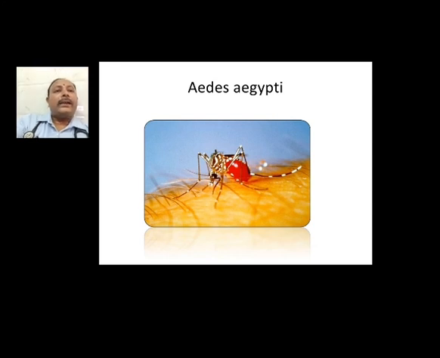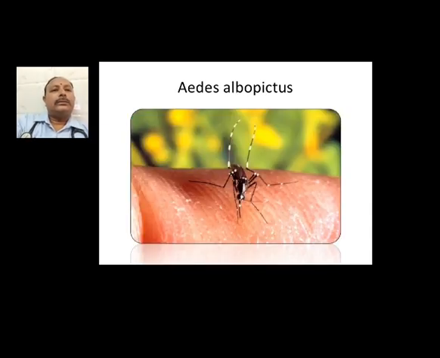Now this slide is showing the Aedes aegypti mosquito. See the white bands on the thorax and white bands on the legs of the mosquito. It looks like a tiger mosquito. See, this is the picture of Aedes albopictus.